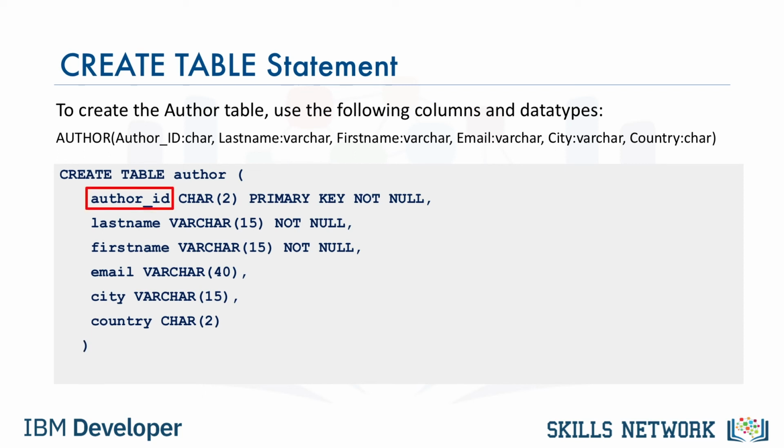Note that the author_ID is the primary key. This constraint prevents duplicate values in the table. Also note that the last name and first name have the constraint not null. This ensures that these fields cannot contain a null value, since an author must have a name.